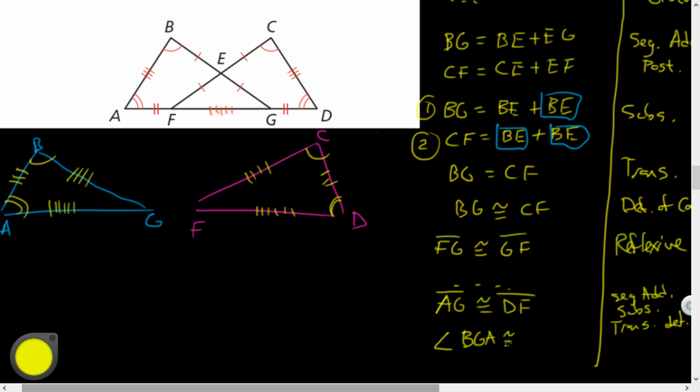All right, so angle G, I'm talking about BGA. BGA is congruent to angle CFD. That's the third angles theorem. All right, you guys agree?